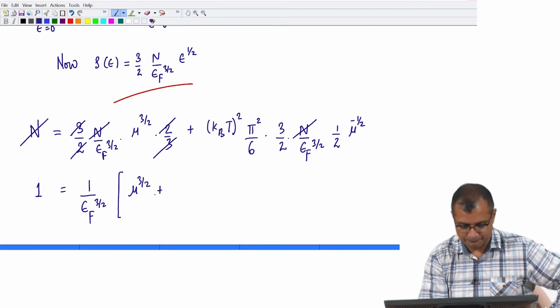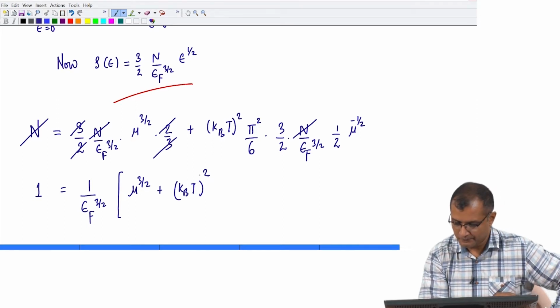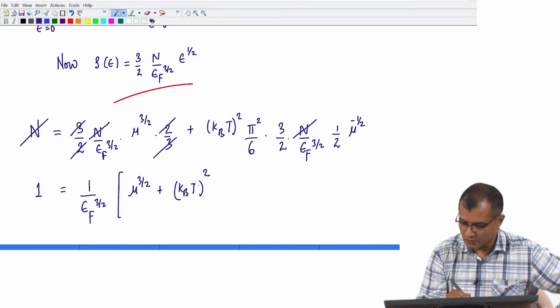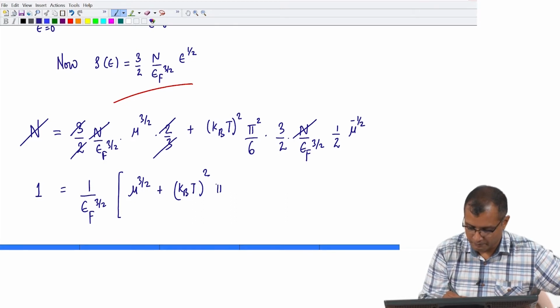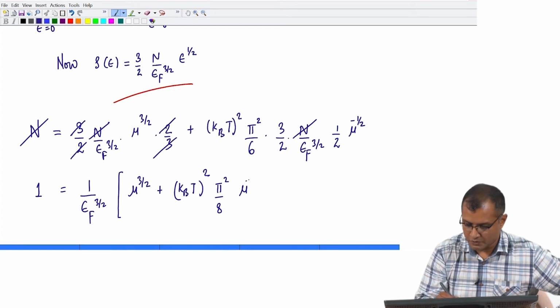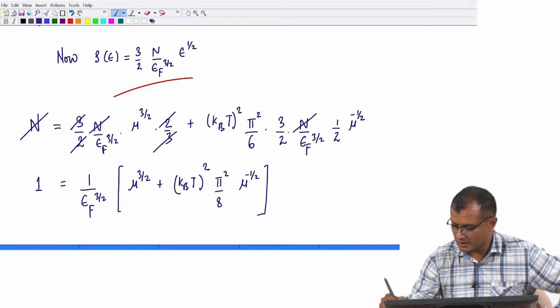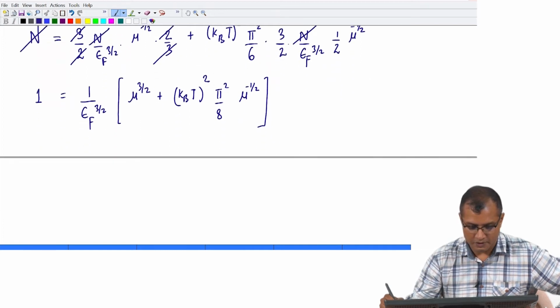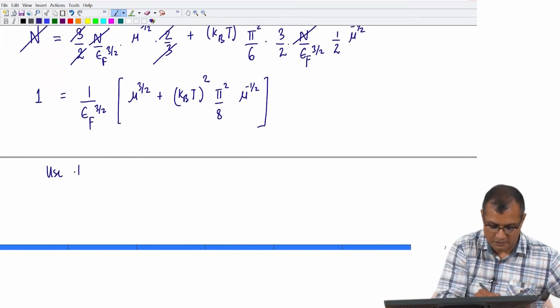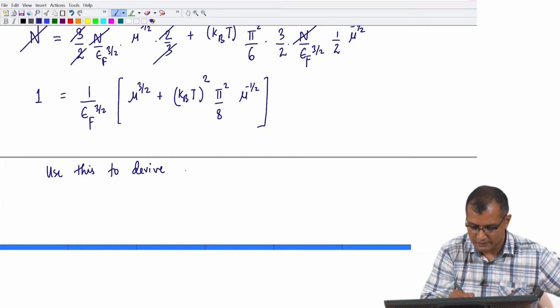plus kBT square into pi square by 8 into mu raised to minus 1 by 2. Okay. So now you can use this to derive an expression for mu as a function of T.